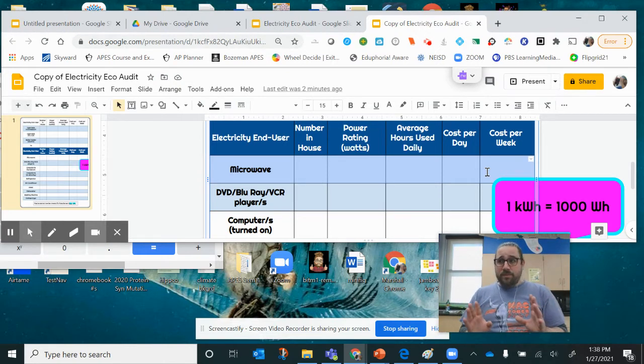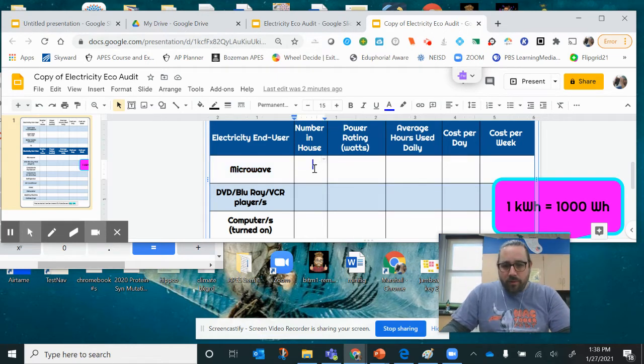What are some things to look out for? Thing one, make sure you're straight with your kilowatts and watts, and also know that when you get to the end of the calculation, San Antonio charges 11 cents a kilowatt hour. So make sure you do those calculations correctly. Otherwise, your cost per day and therefore your cost per week will be way off on those last two columns. So let's do one. Ready?